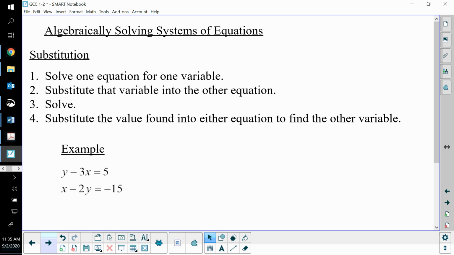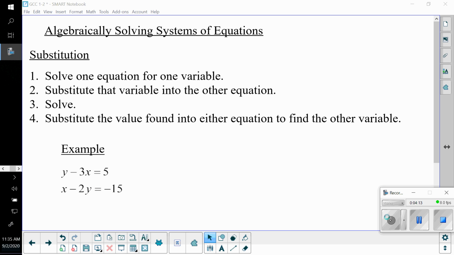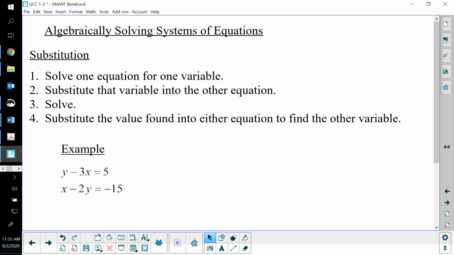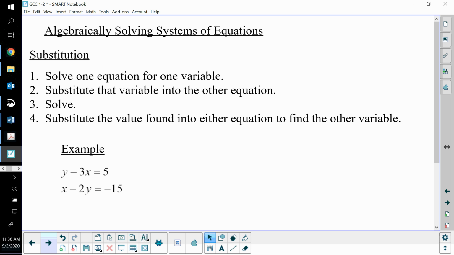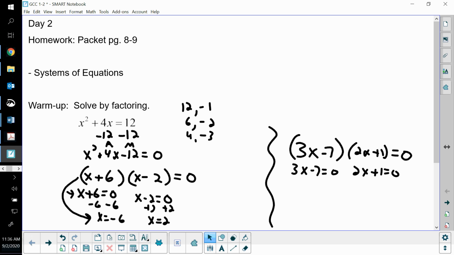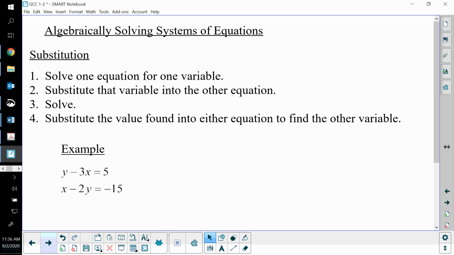So we are going to be in our packets today. And this will be on packet page 3.